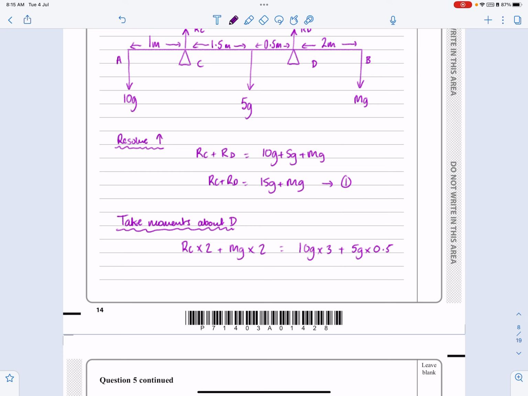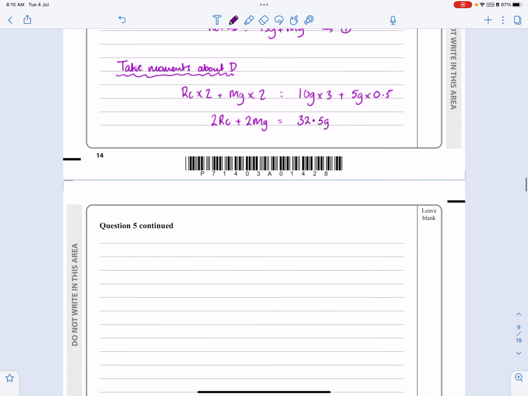So I want to try and get what RC is. Let's just tidy this up, not take too long over it. So 2RC plus 2mg is equal to, that works out to be 32.5g. So RC, let's do it. 2RC is 32.5g minus 2mg, and RC then is half of that. So RC, I'm just going to half each bit actually, is 16.25g minus mg. So that's part A done, nice and easy. We've worked out what RC is in terms of m.